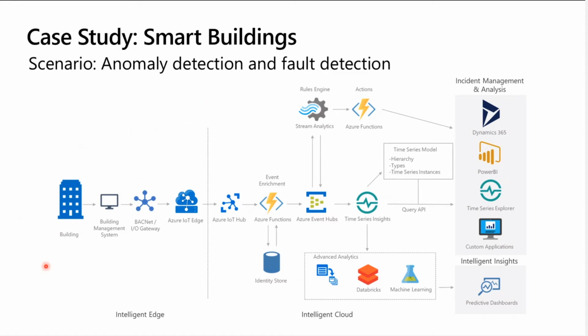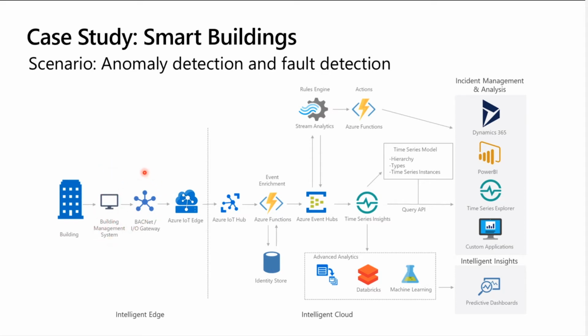So in this particular architecture on the left-hand side, we have a building that has multiple assets, including things such as HVACs, VAVs, boilers, and chillers. All of this equipment generates telemetry. What's typical to see in a smart building is a building management system which aggregates all of this data.